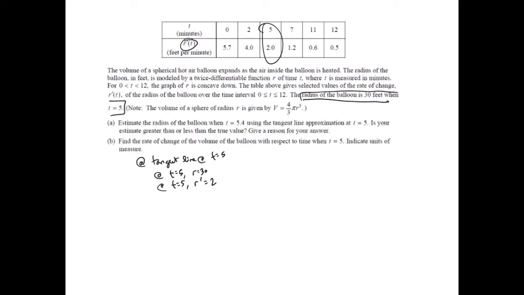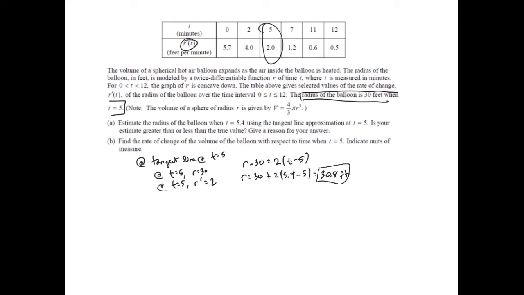So my tangent line's equation, and I'm going to write in terms of r and t rather than y and x, just to keep things less confusing, would be r minus 30 equals 2 times t minus 5. So that's the tangent line, and they wanted you to use that to approximate r of 5.4. So I'm going to move the 30 over, and I'm going to plug in 5.4 for the t, and that would give me 30.8, and the units are feet.